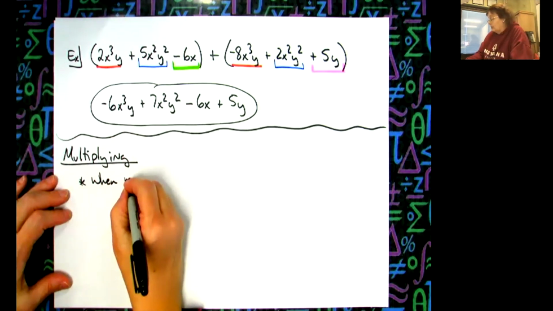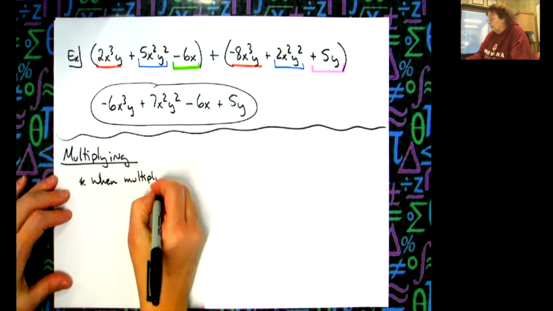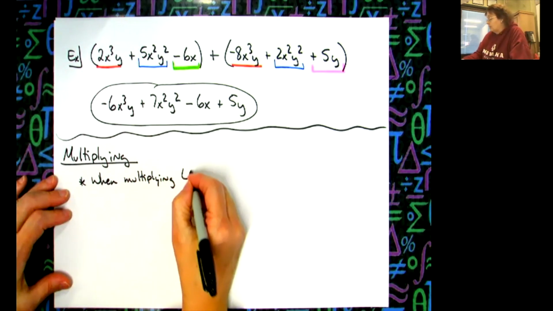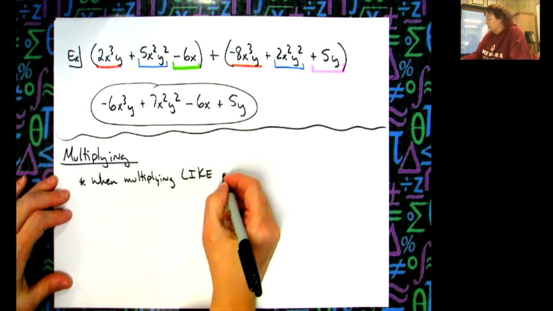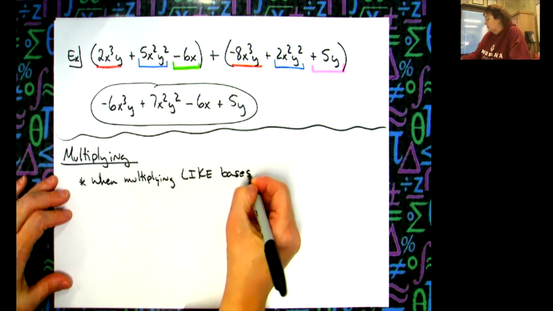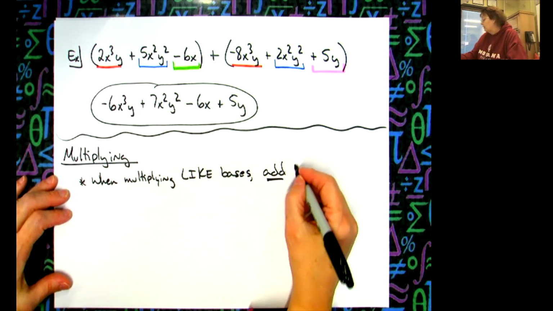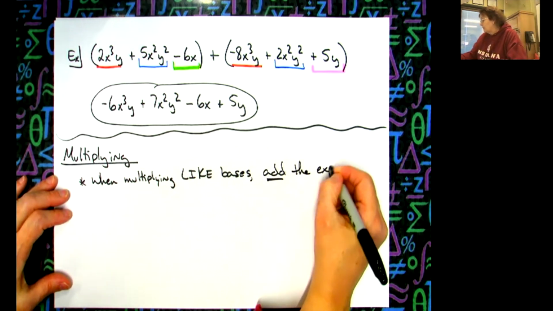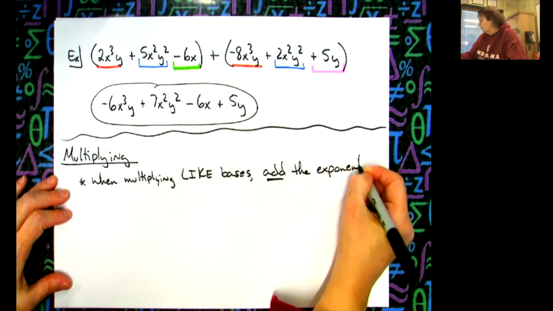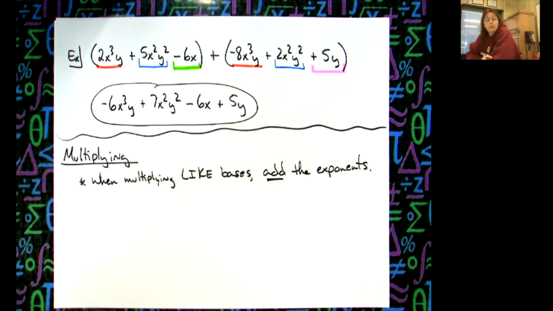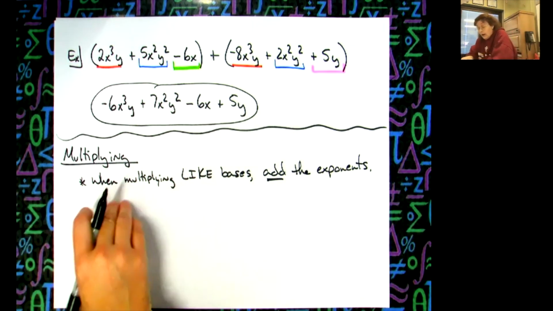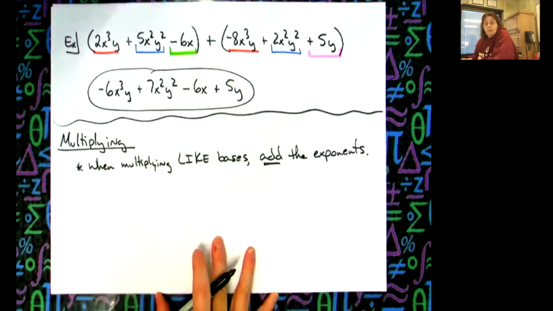When multiplying like bases, we add, that's the crucial part, add the exponents. And that is used a lot in polynomials whenever we're multiplying our polynomials. Okay, so that concept in and of itself is a review as well.